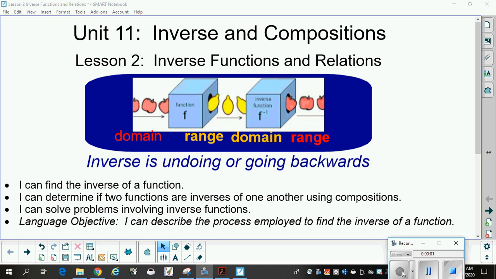Lesson 2, Inverse Functions and Relations. Here we have an example where we show that inverse is simply undoing or going backwards. This is not math, this is just so you've got the general concept.